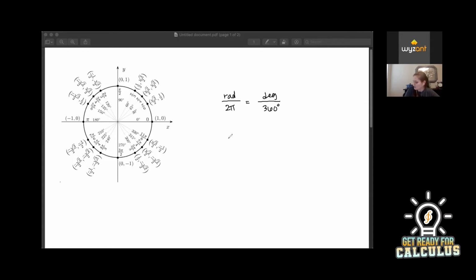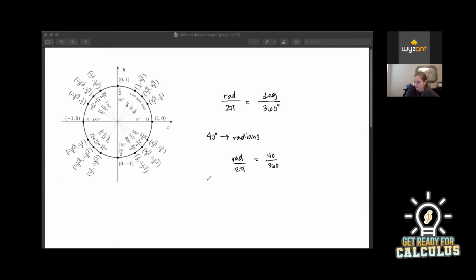So let's do an example. Say we want to change 40 degrees into radians. Since I know the degree, I'm going to plug that in. So I'll say 40 over 360, and then radians I'm looking for, so I'll leave that as rad there, and then I'll put 2 pi here. And then you could just multiply the 2 pi up and simplify.